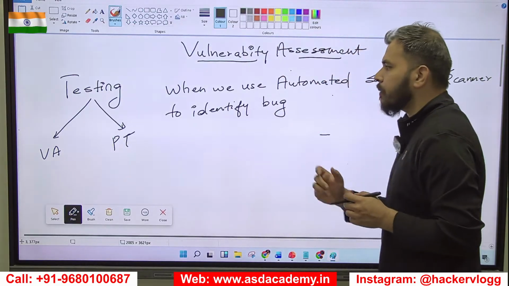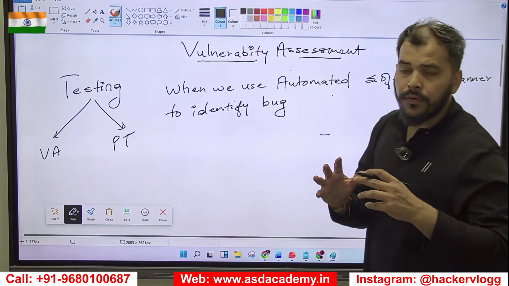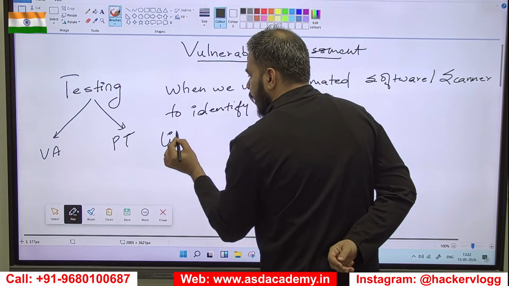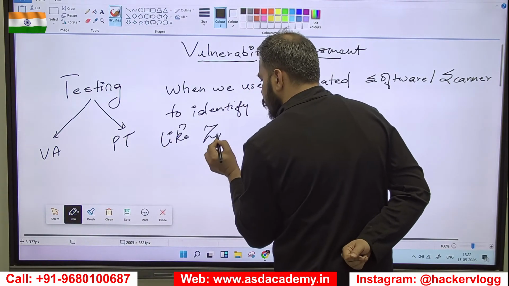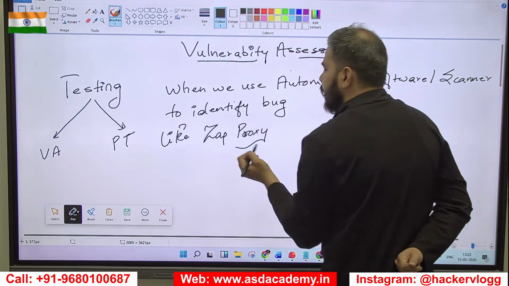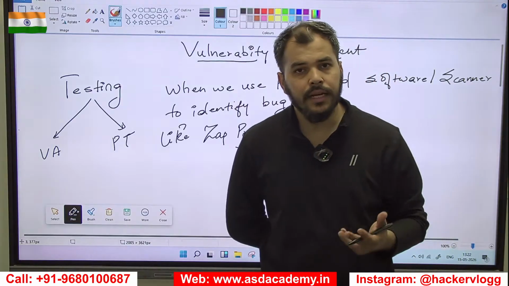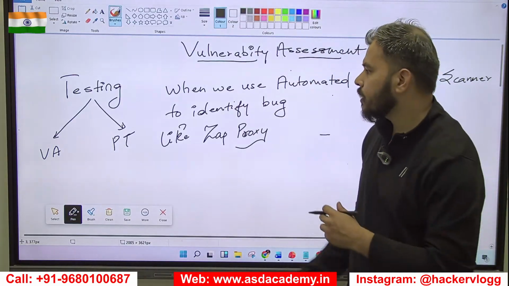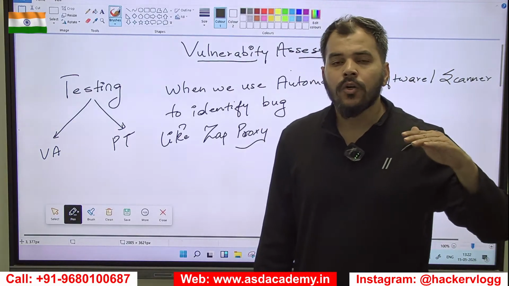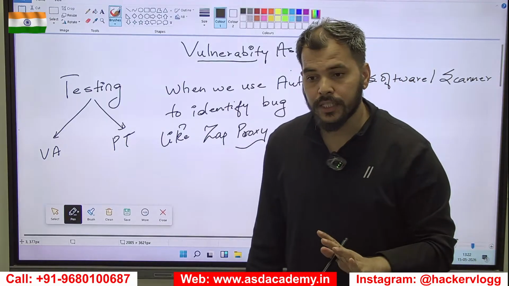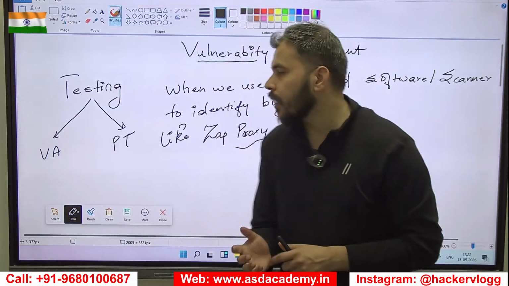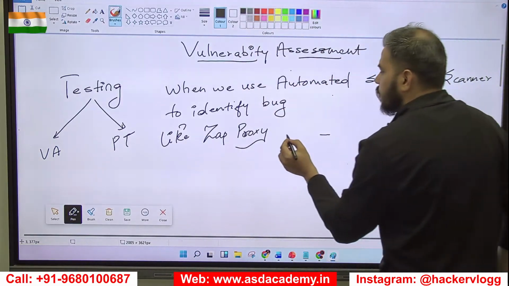Now in order to perform this task, we use various types of tools. In industry we have certain tools like Zaproxy. Previously this tool was owned by OWASP itself. These days when you install Zaproxy, you will see Checkmarx. Checkmarx is a very famous organization that provides tools for source code review as well. If you do not know what source code review is, I will let you know in our upcoming videos. So Zaproxy is one of them.